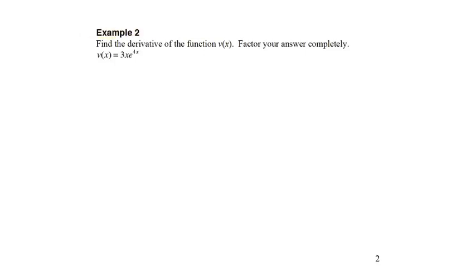Example 2. Find the derivative of the function v of x and simplify your answer completely. Notice it doesn't say to use the product rule, but if you look at the function, x shows up twice, and it's a simplified function where x is once in the base and once in the exponent. It's hard to highlight that fine. So we're going to have to use the product rule.